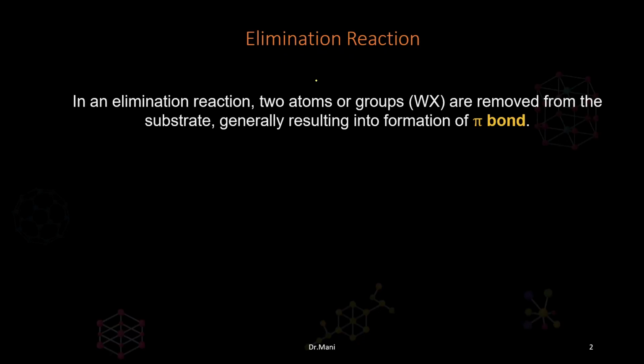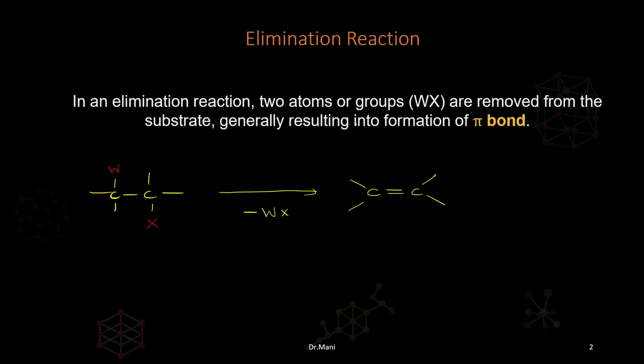Okay, we'll start with a new topic, elimination reaction. So what is an elimination reaction? In an elimination reaction, two atoms or groups of atoms are removed from the substrate, which leads to the formation of a pi bond. You see here, so what's the elimination reaction?